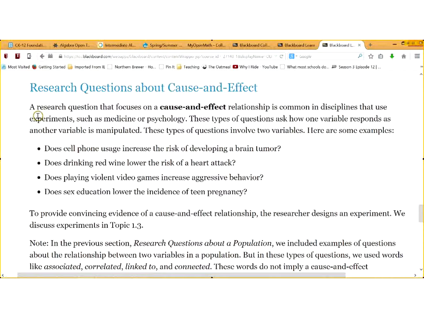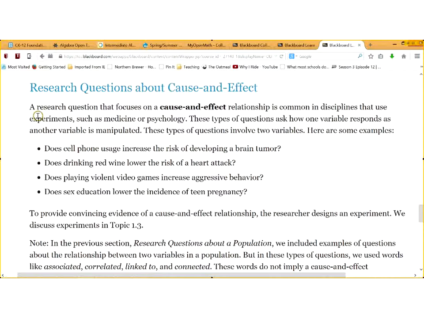They're looking at long-term behavior, and that's really hard to actually manipulate that variable, to actually cause people to use or not use their cell phone. Similarly with the second one, people either drink red wine or they don't, and it would be hard to assign some people to drink it and other people to not drink it. The third one might be a little bit easier.